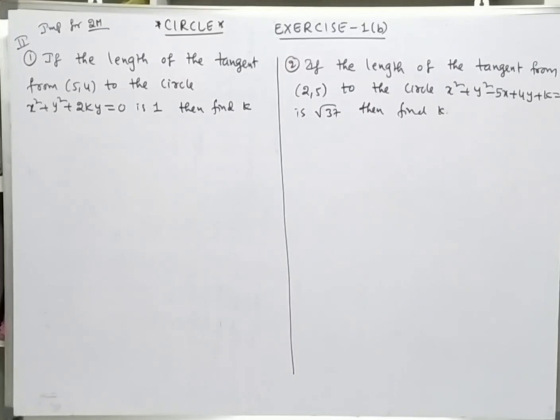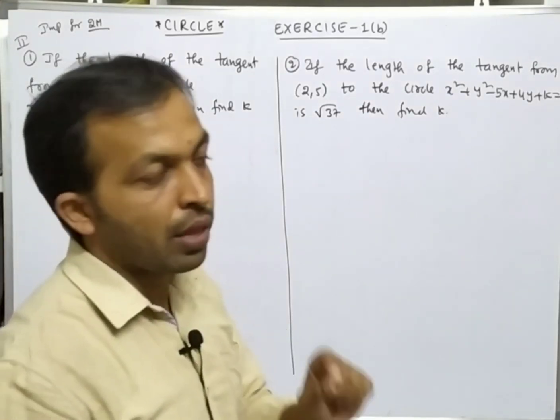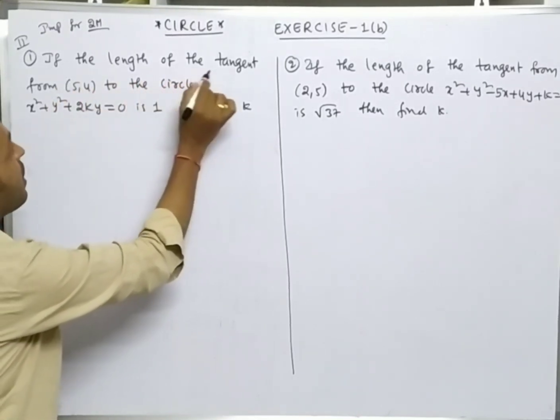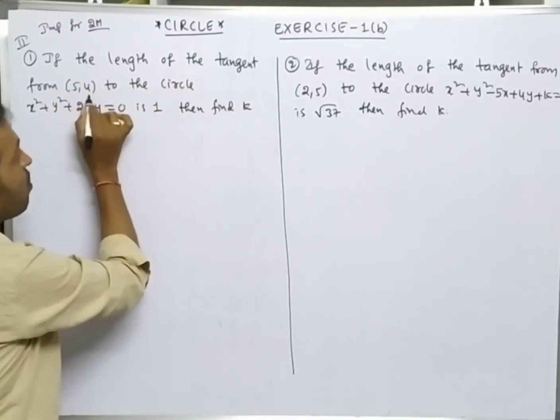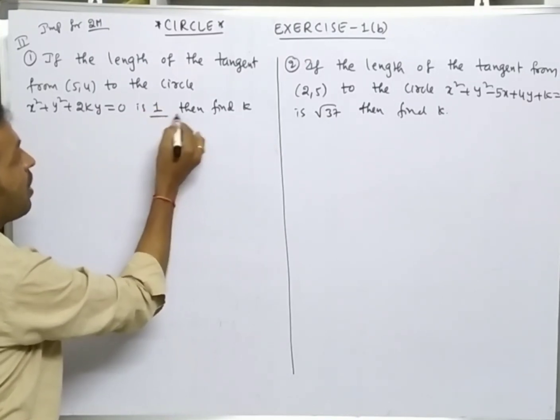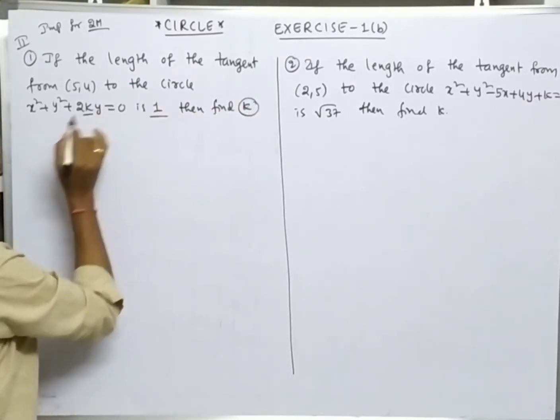Next, important problem for 2 marks. Second bit, first problem. If the length of the tangent from (5, 4) to the circle is 1, the length of the tangent is given, then find the value of this k.